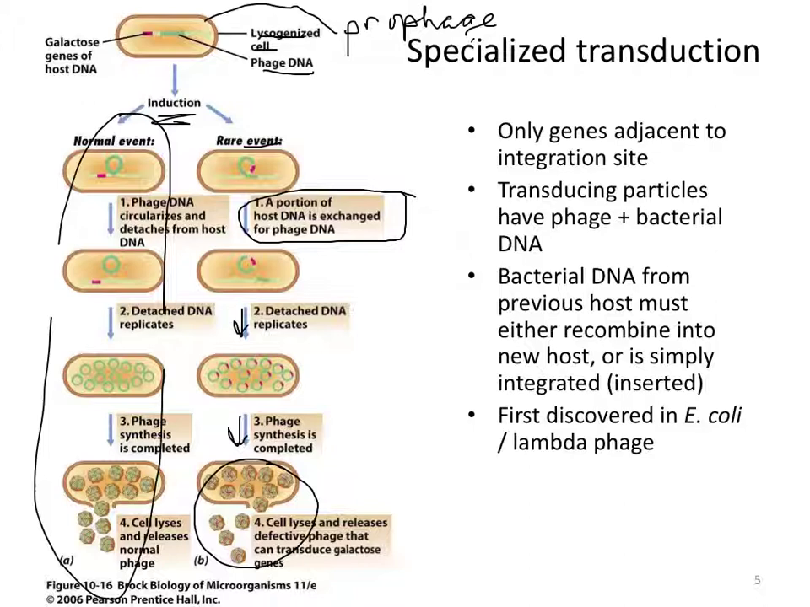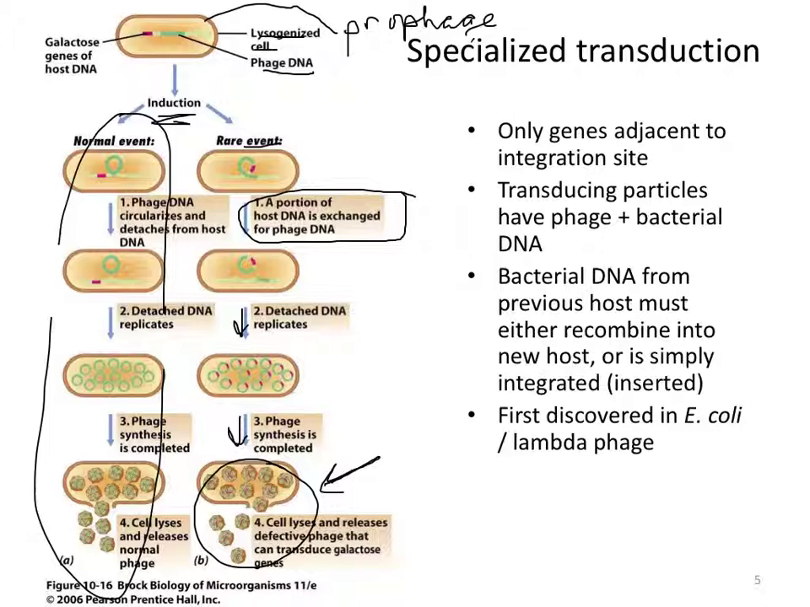This is a very efficient process. It was first discovered in E. coli, and it's infecting bacteriophage called lambda phage. It's very efficient, and by that I mean it happens at a pretty high rate because every single one of these phages has that host cell DNA in it, not just one from the batch. All of them have it. So when they go off, there's a really good likelihood that that host cell DNA is going to be introduced into the new recipient cell.